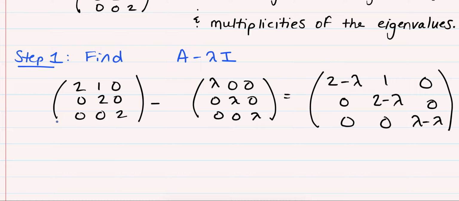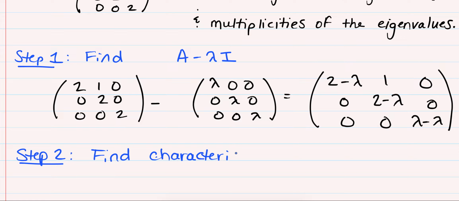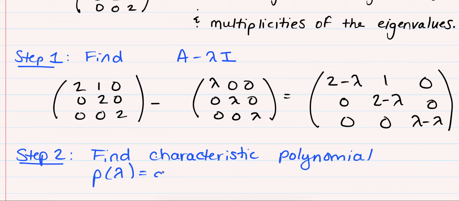The second step is to find the characteristic polynomial, which is the determinant of this matrix.